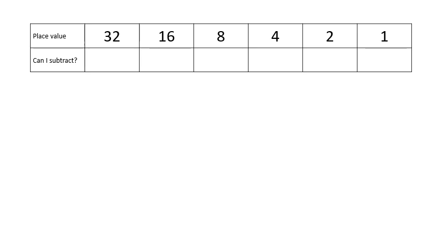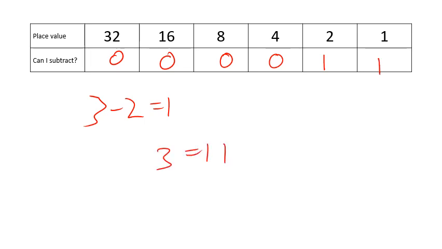And the next number is 3. Terrible looking 3. No 32, no 16, no 8, no 4. We can have a 2, minus 2 equals 1, which means we have a 1. So we have 1, 1. So 3 equals 1, 1, not 11.